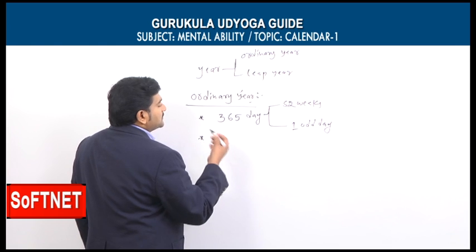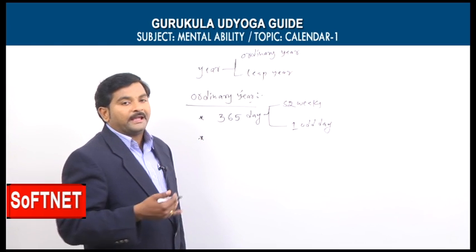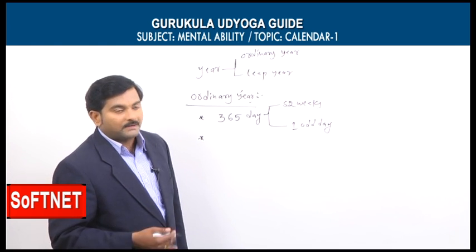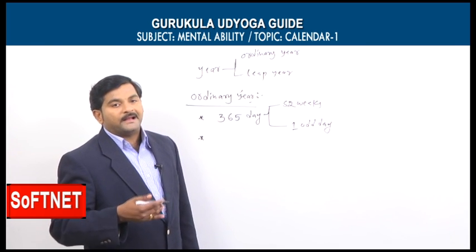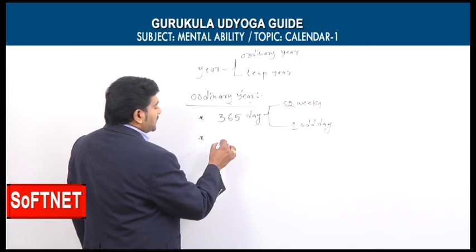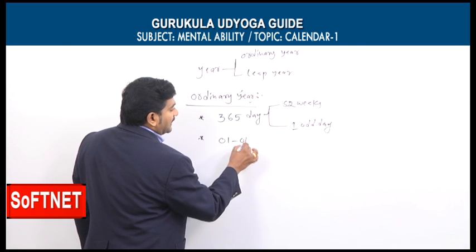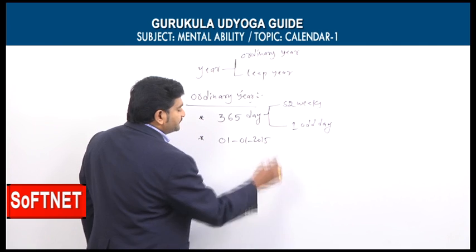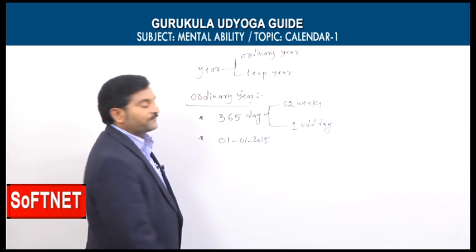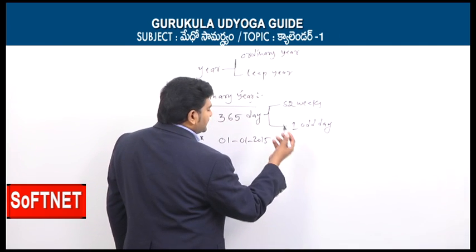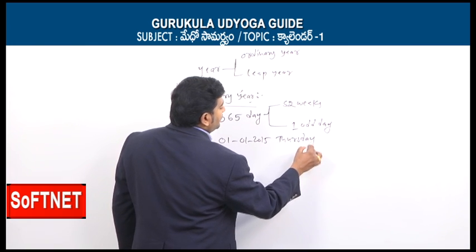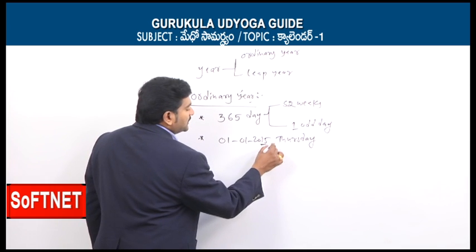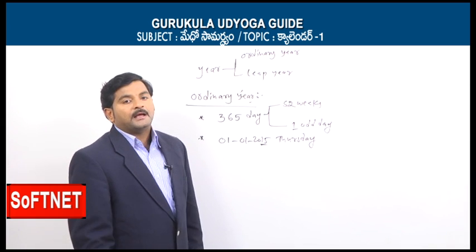So now usually an ordinary year starts and ends with the same day. One more point we need to conclude here: an ordinary year starts and ends with the same day. That is, if you know 1/1/2015, let's say for example this day is Thursday. So we know that 2015 is an ordinary year.